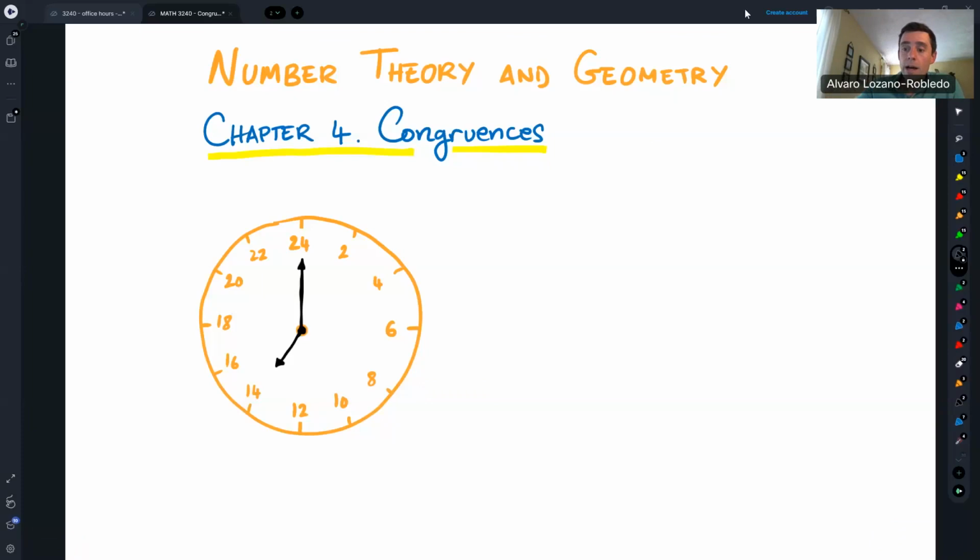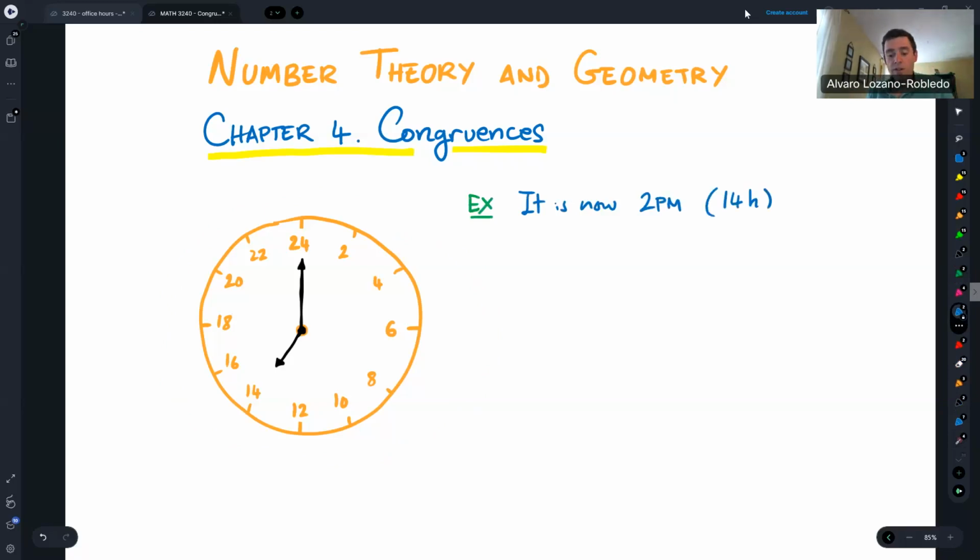Clocks are something that runs on a congruence modulo 12 usually, but here I've drawn a clock that is modulo 24, a clock that would keep track of the hour of the day in the AM and the PM. So let me give you some example of what I'm talking about. For example, suppose that it is now 2 p.m., which is the 14th hour of the day. And then we want to know what would be the time after 27 hours.